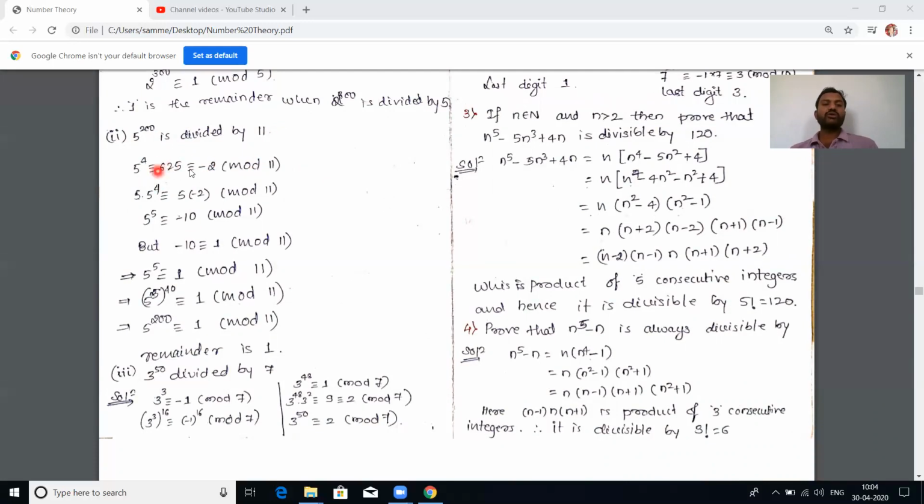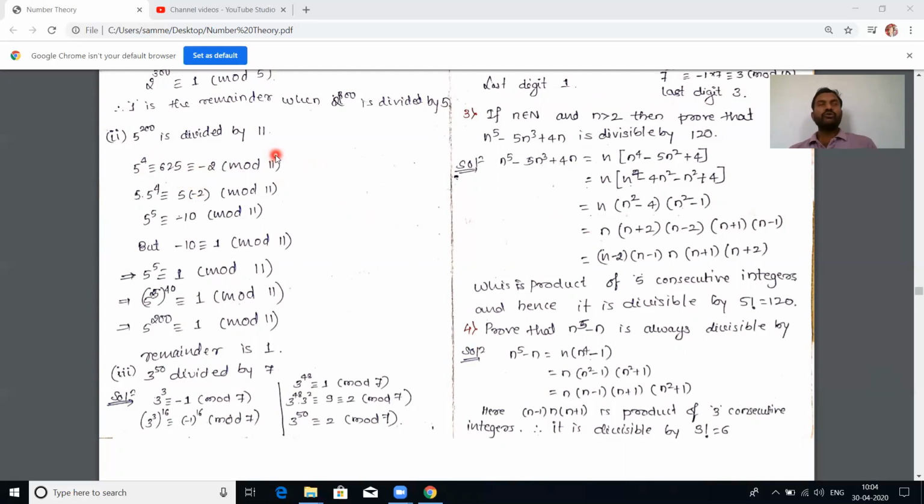Then on both sides you raise the power 100. But again you need to calculate 3 raised to 100. So I will take 5 cube instead, which is 125. Again 125 is congruent to 5 mod 11.